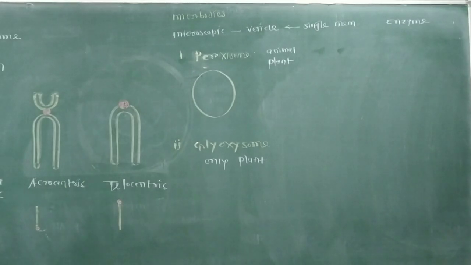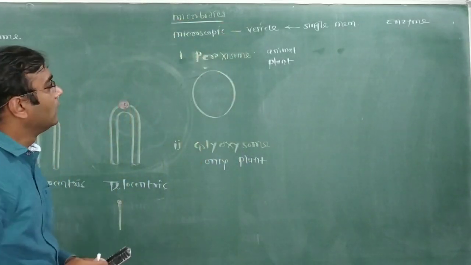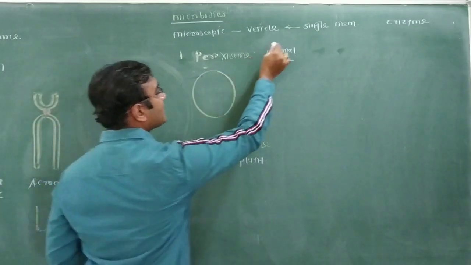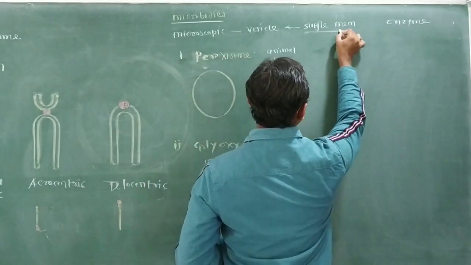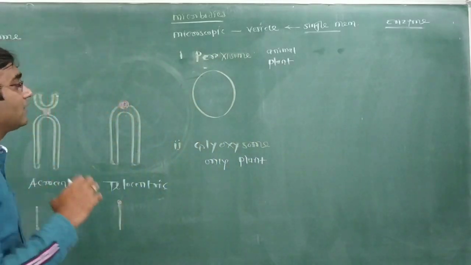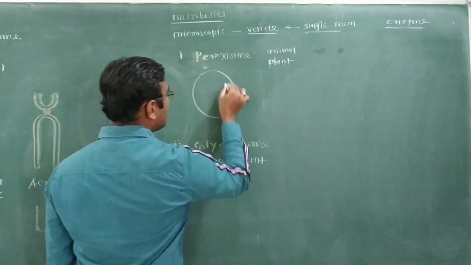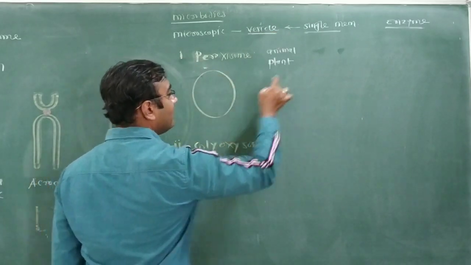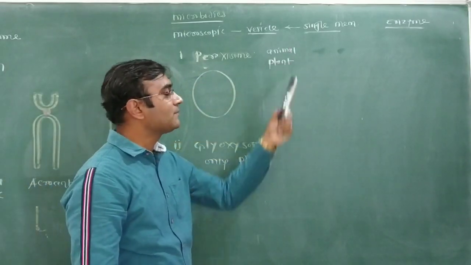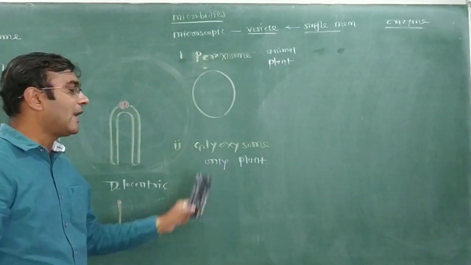After the nucleus, the next structure is microbodies. These are microscopic, very small vesicles surrounded by a single membrane and filled with enzymes. Microbodies are present in animal cells as well as plant cells. Microbodies are of 2 types: peroxisome and glyoxisome.